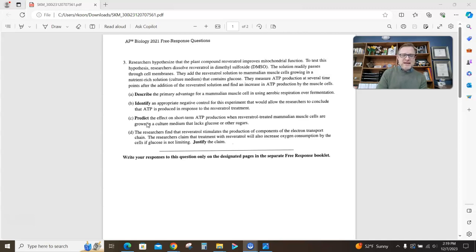All right, B, identify an appropriate negative control for this experiment that would allow the researchers to conclude that ATP is produced in response to the resveratrol treatment. So in my previous 5-minute FRQ, which is number 12, we discussed what a positive control was. So a negative control, just to review, the control is a setup to make sure that your treatment, your independent variable, is what's affecting the dependent variable, to make sure that the dependent variable is changing due to the independent variable, all right?